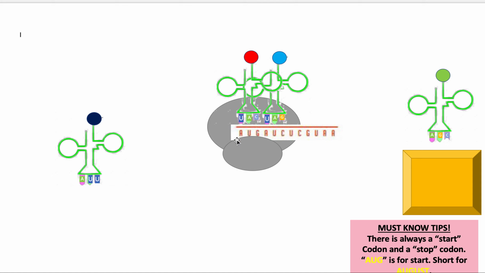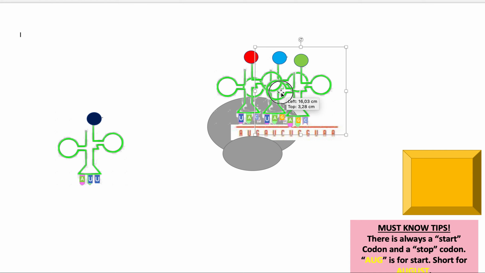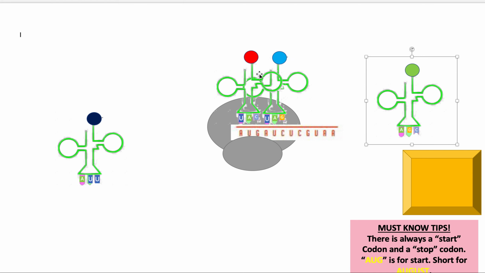And bear in mind, at any moment, there are only allowed to be 2 tRNAs in a ribosome, never 3. And you can see this is not possible because even if another one came, it wouldn't fit in. It would be off the ribosome. So at any moment, there are only allowed to be 2. So does this make sense?